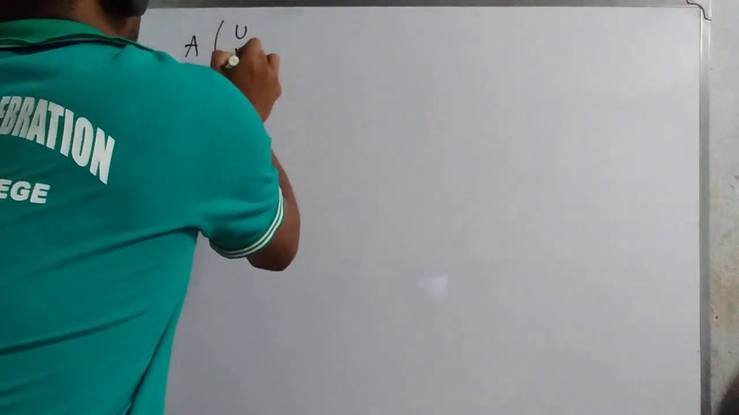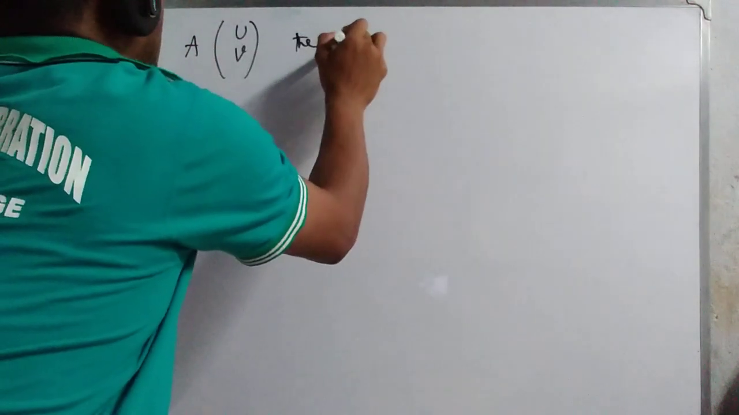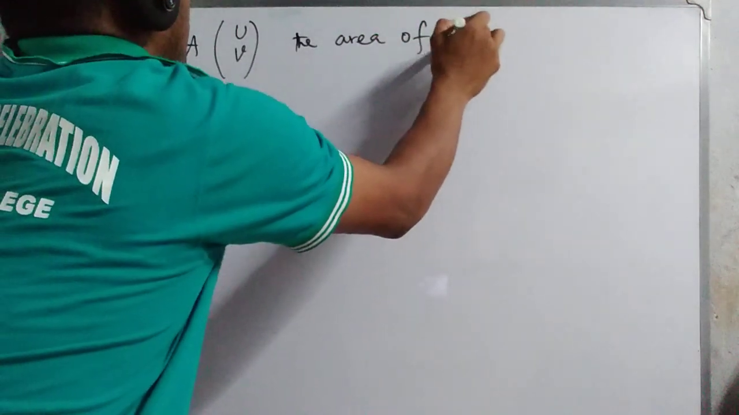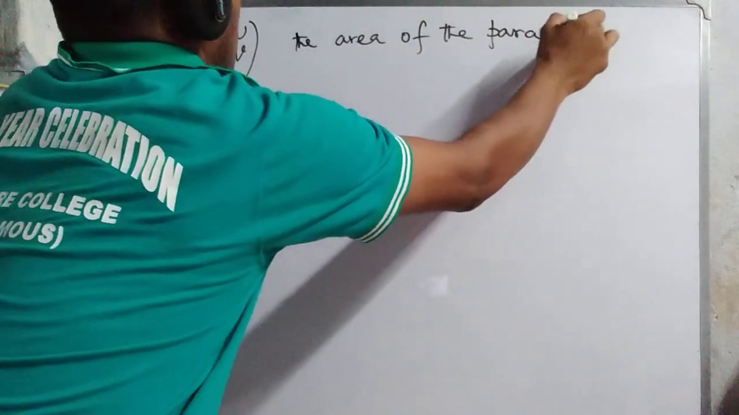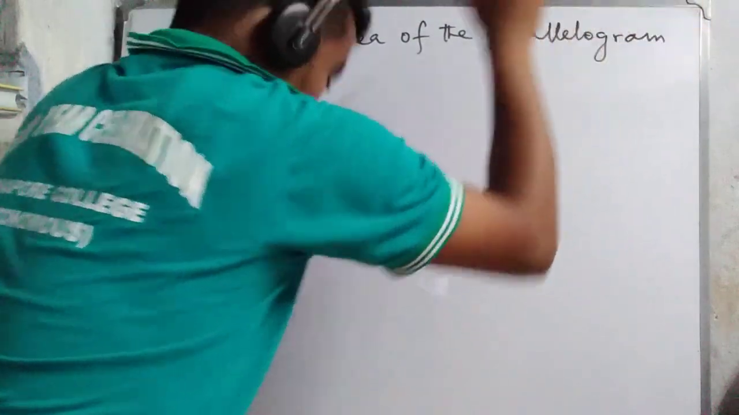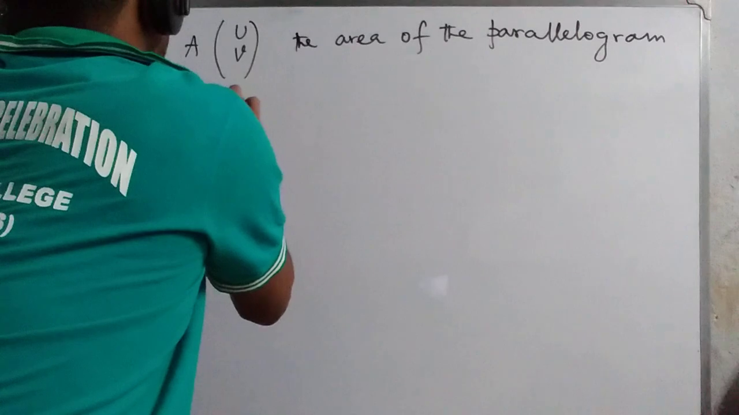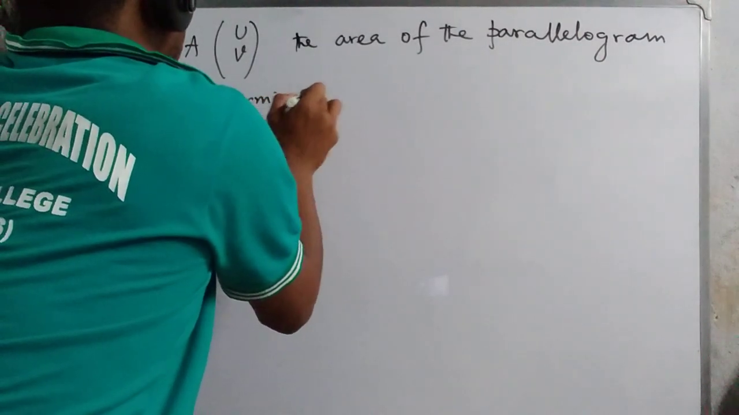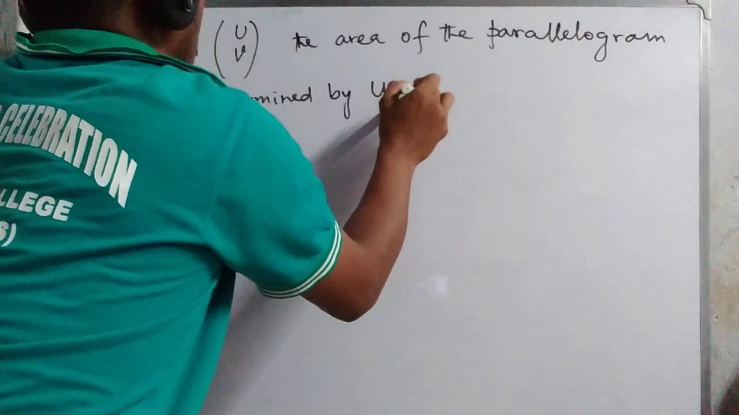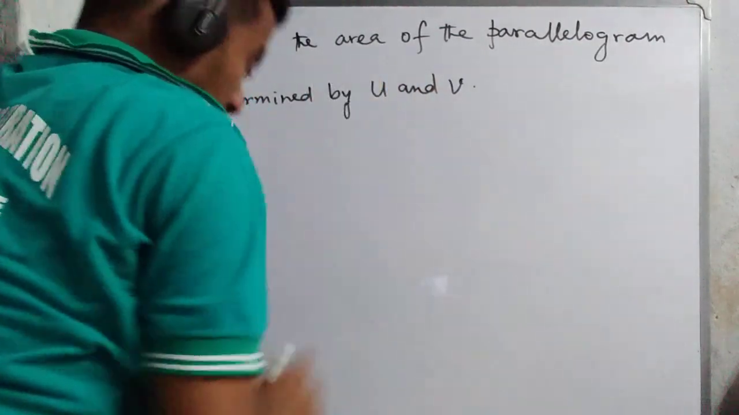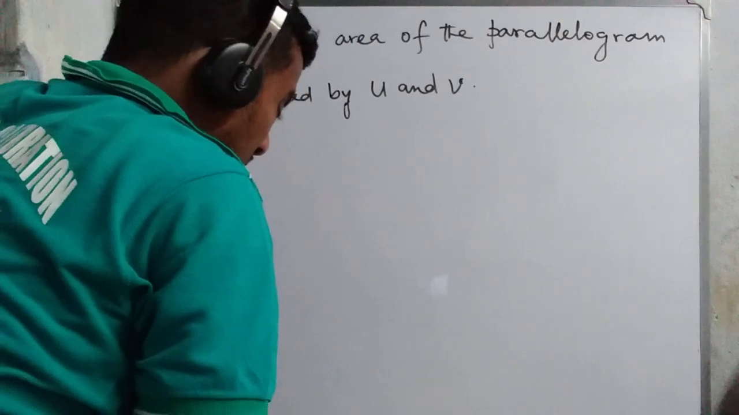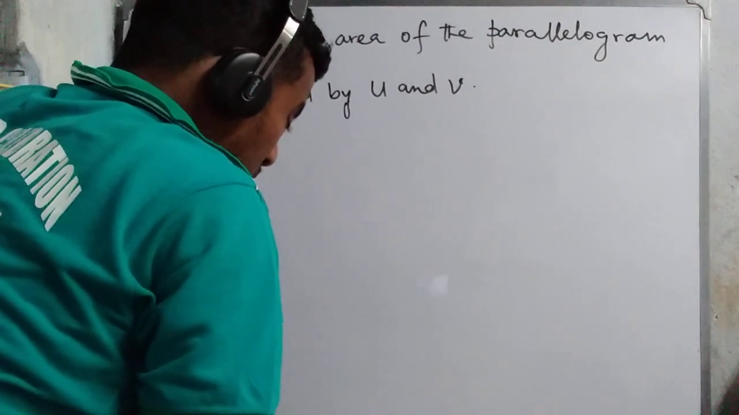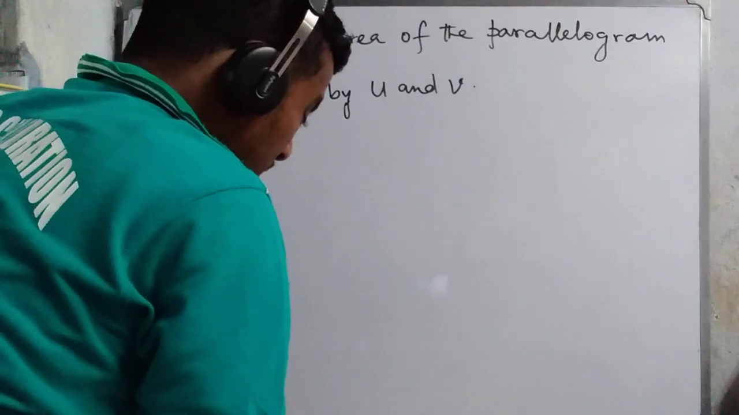Here we discuss, that means A(U,V), the area of the parallelogram determined by U and V. Then what happened? And now we also write it in this way.